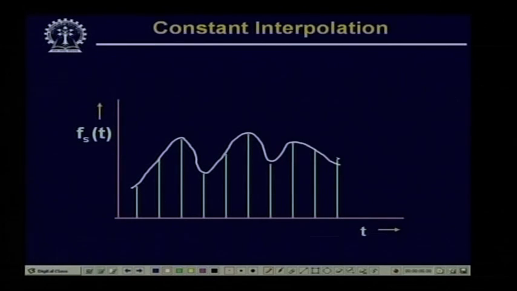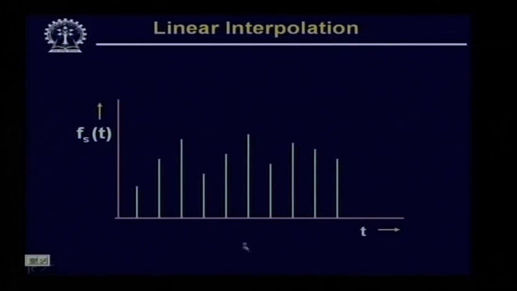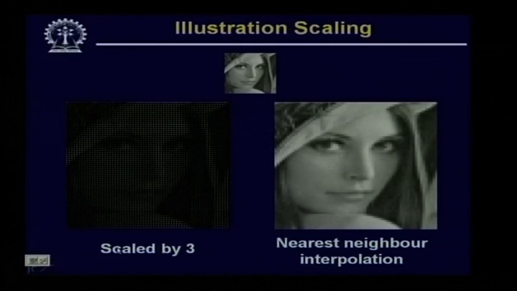So, maybe this kind of smooth interpolation is possible using the cubic B-spline function. Now, let us see some of the results on the images that we have obtained. So, this is the example of a scaling operation. I have a small image which is scaled up by a factor 3 in both x direction and y direction.